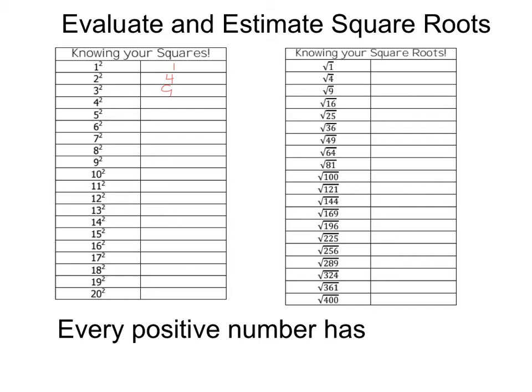Then in the second table, the square root of 1, what times itself is 1? That's 1. What's the square root of 4? What times itself is 4? That's 2. What times itself is 9? 3 times 3 is 9. So the square root of 9 is 3. Okay? So you take a minute, pause the video, fill out this chart, and then turn the video back on to carry on.